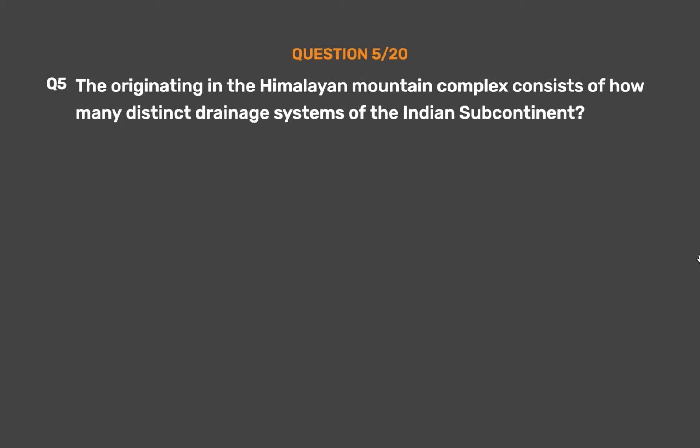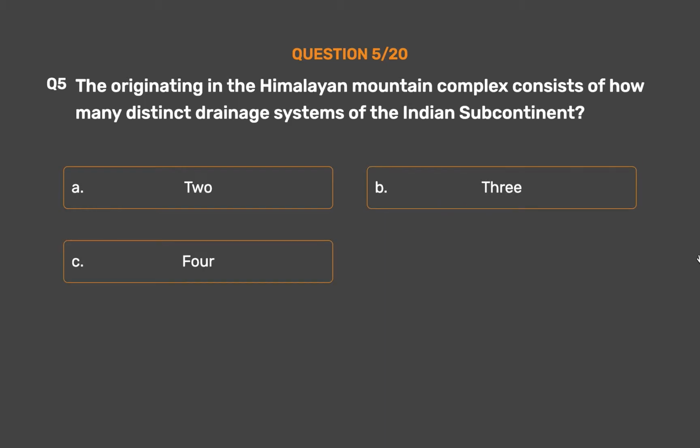Question number 5. The originating in the Himalayan mountain complex consists of how many distinct drainage systems of the Indian subcontinent? Option A. 2. Option B. 3. Option C. 4. Option D. 5.